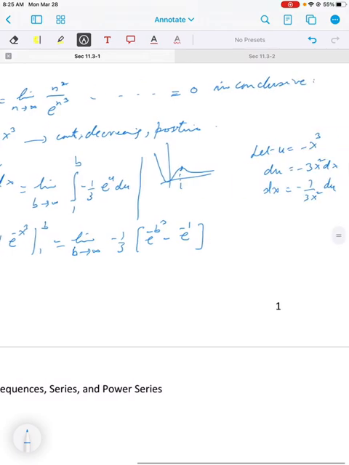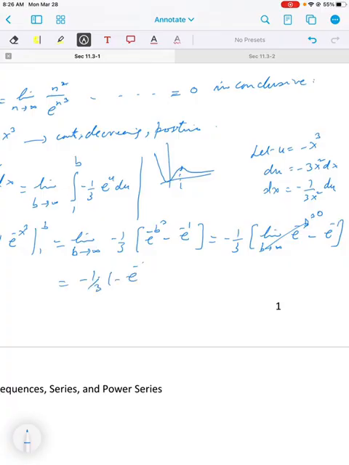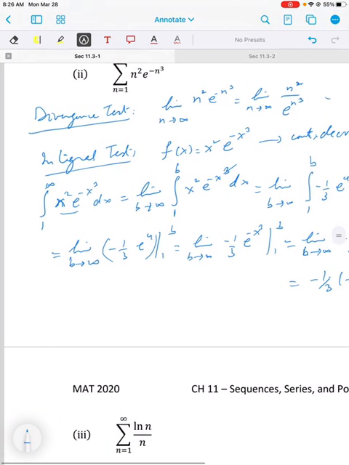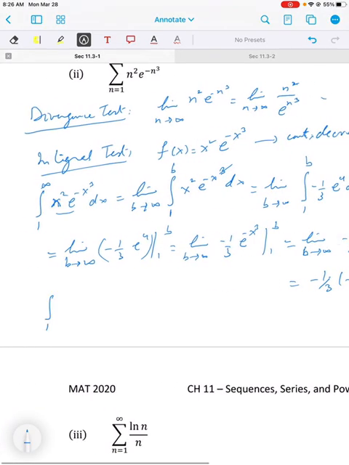So now we can apply this limit, and you can see what will happen. I can put the minus 1 over 3 outside, and take the limit as b goes to infinity of e to the minus b cube minus e to the minus 1. So this limit goes to 0, so that we end up getting minus 1 over 3 times minus e to the minus 1, or 1 over 3e.